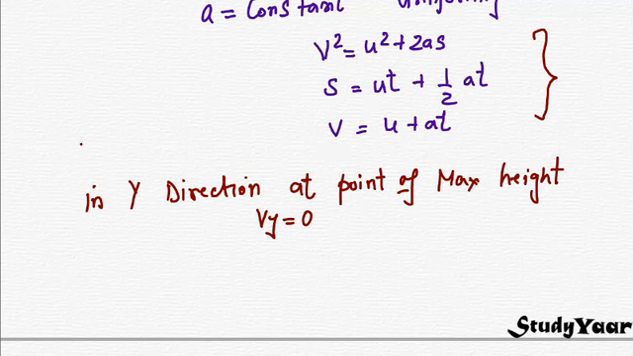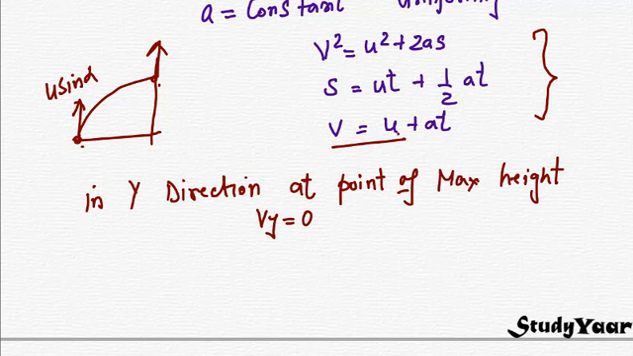If I am trying to understand just this part of the path, then this is the initial thing, this is the final thing, right? So at this point, my final velocity in this direction is 0. In this direction, my initial velocity was u sine alpha. So if I use this equation, what I get is 0 is equal to u sine alpha. My acceleration is minus g.